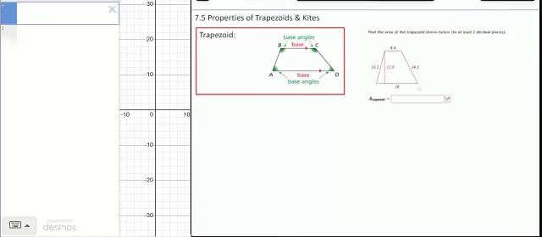A parallelogram is a quadrilateral with two pairs of parallel sides. If you only have one pair of parallel sides in a quadrilateral, it's called a trapezoid. So a trapezoid is a quadrilateral with exactly one pair of parallel sides.